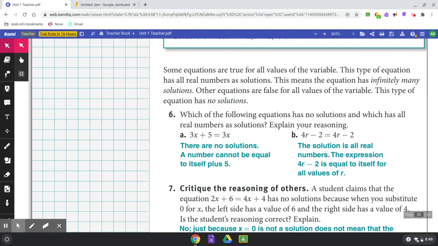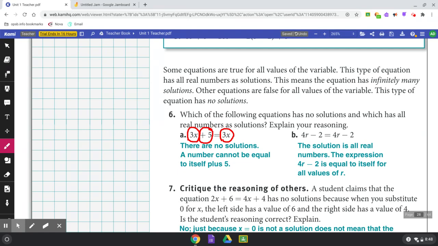And explain your reasoning. So I've got 3x plus 5 equals 3x. There's no solution. A number cannot be equal to itself plus 5. You can just look at this equation and identify that I have 3x and 3x, the same on both sides of the equal sign. But on the left side you see a plus 5. I can never add 5 to the same value 3x and end up getting the same.